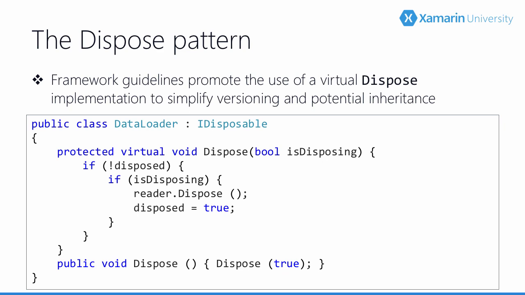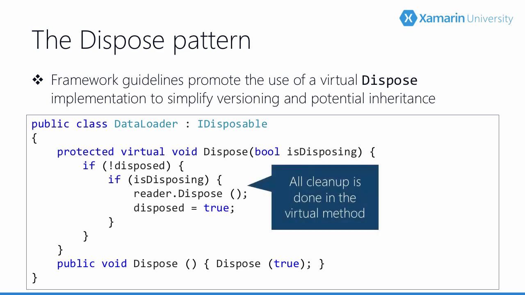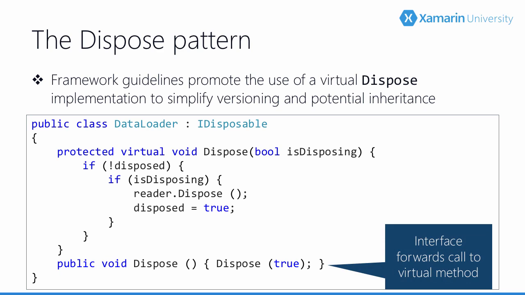We then look to say, have we been disposed? And then if we're disposing, in other words, we're being called from the dispose method, then we go ahead and dispose our reader and we set the dispose flag to true. So the idea is in our actual virtual dispose method, we do all of our cleanup. And the implementation of IDisposable.Dispose simply forwards to that virtual method.